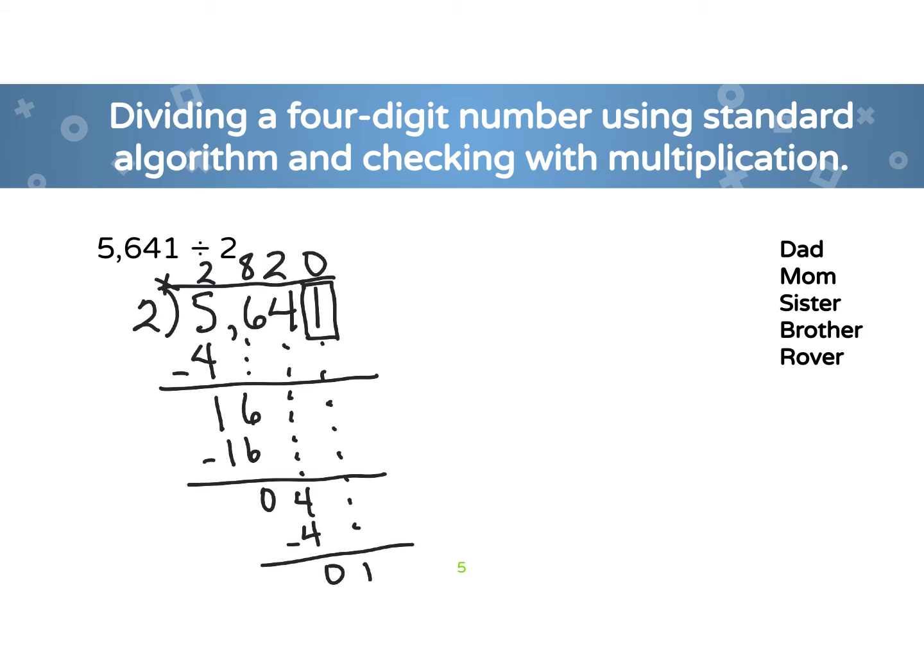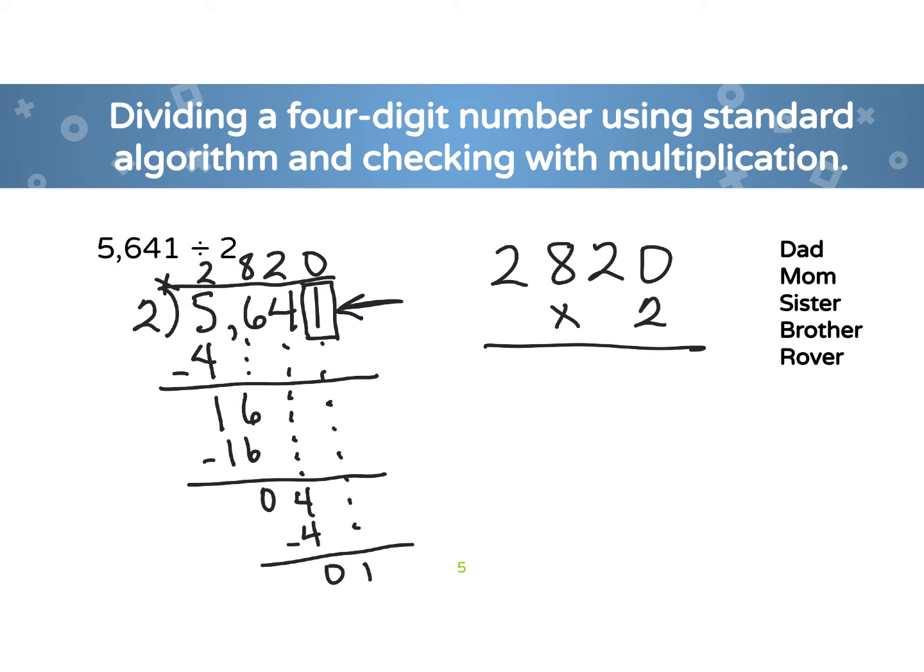We'll go over that later. So now I'm going to multiply 2,820 multiplied times 2 to see if I can get this answer, which is my dividend. Okay, I'm going to pause.